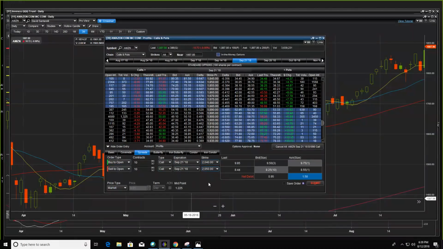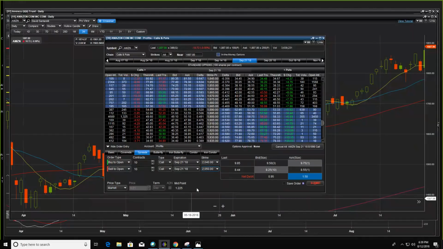Here's what's amazing. So look at this now on the option chain. If you're buying the 2040 strike call and you're selling the 2050 strike call, like I said, the most it could be worth is the difference between the two strikes. So the most this could be worth is $10 a contract. This spread only cost $1.23. So 10, divide that by 1.23.